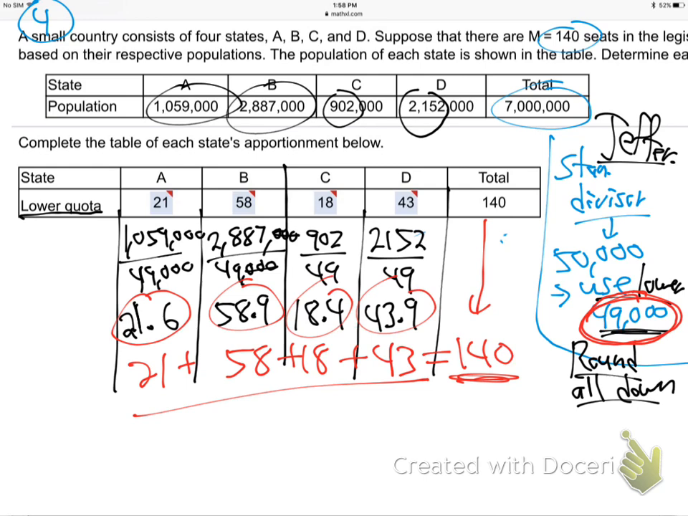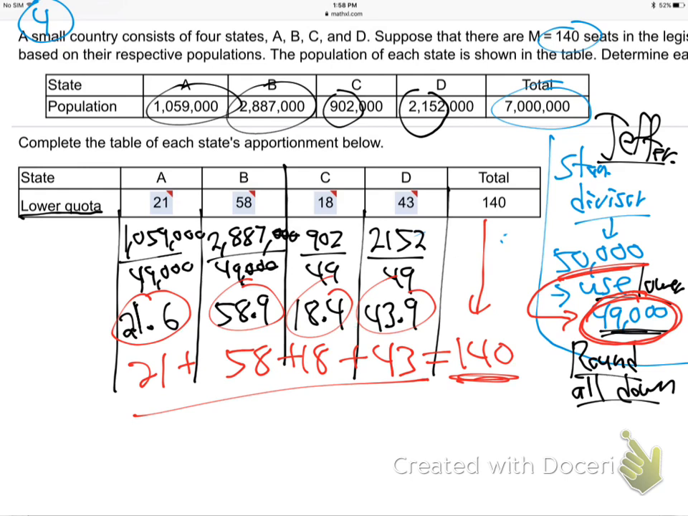Yeah? So whenever you get the divisor, you have to go lower? For Jefferson's method, yes. So when you get the standard divisor for Jefferson's, you have to lower it. How much do you lower it? You guess. And I just went down to 49,000. But yes, Jefferson's method is use a lower divisor and round down.